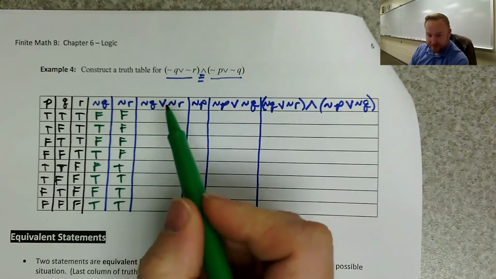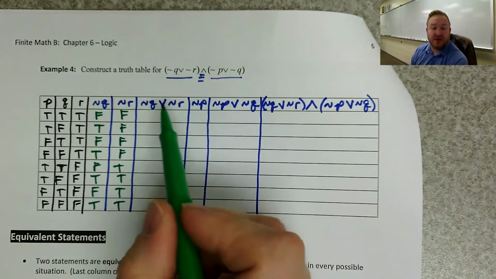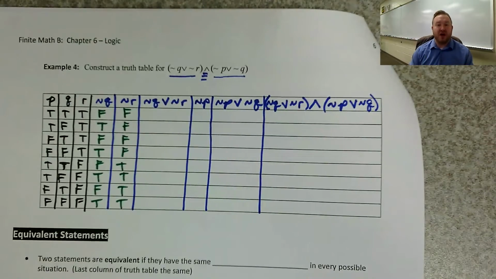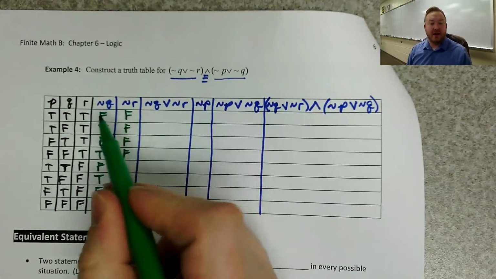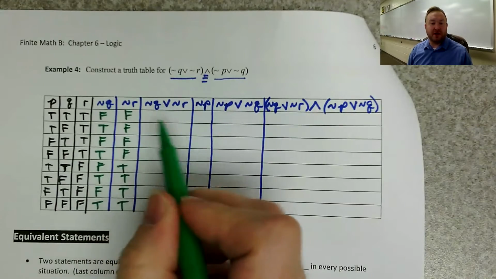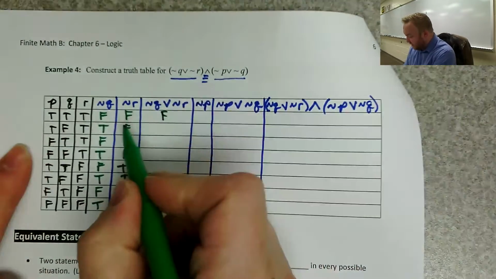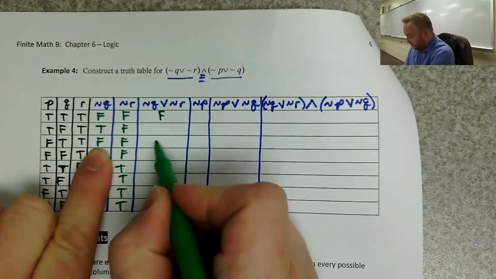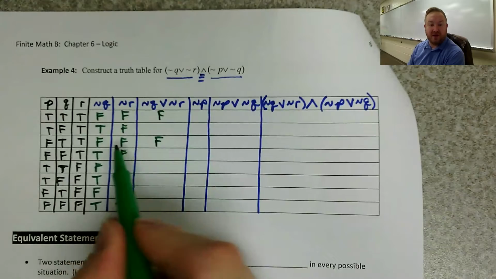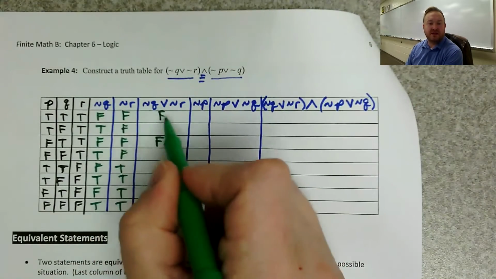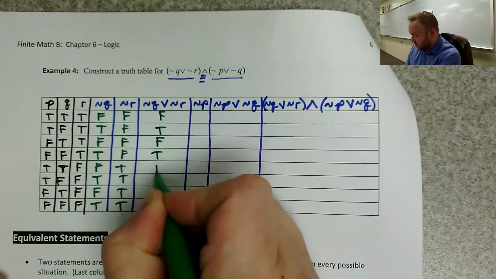Awesome. Now I'm ready to do an or with the not Q and the not R. We're going to do a disjunction here. The rule is only false if both are false. So I'm just going to go down here and look for anywhere that these two columns are both false, and I'm going to put a false in this column. So right off the bat, false and false gets a false. Let's see, here's another one right here. False and false gets false. And I believe that's it. That's the only place where I have false and false. So those are the only places I'm allowed to put false in this column. Everywhere else is going to be true.